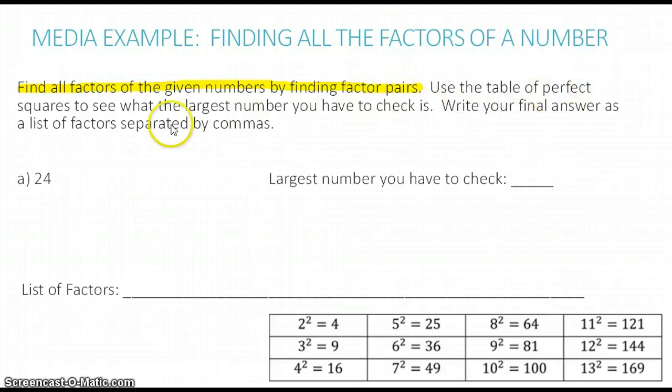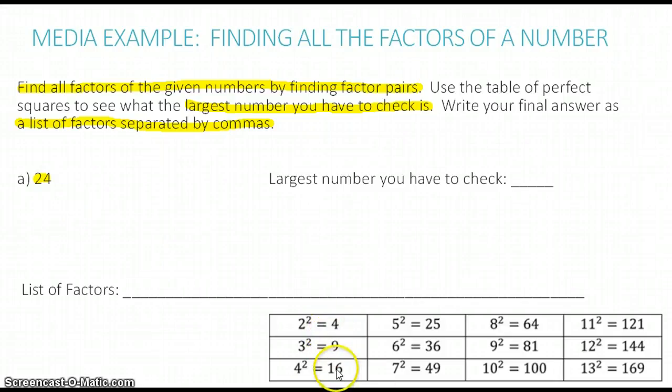Use the table of perfect squares to see what the largest number you have to check is. Notice I have the table of perfect squares down here. Write your final answer as a list of factors separated by commas. So let's start by looking at the number and seeing the largest number we have to check. So our number is 24. And now let's go to the factor pairs, or the perfect squares.